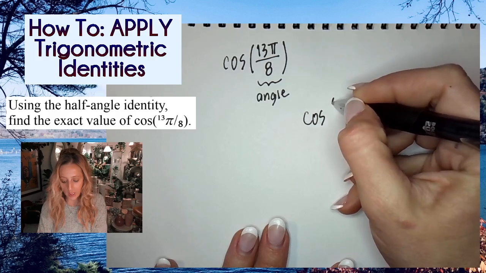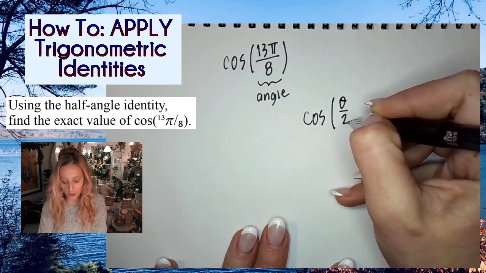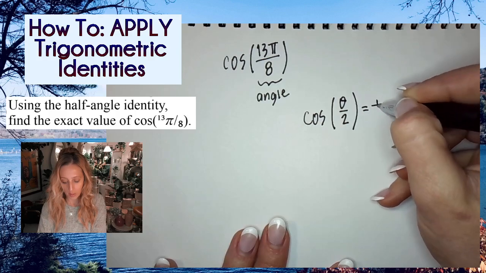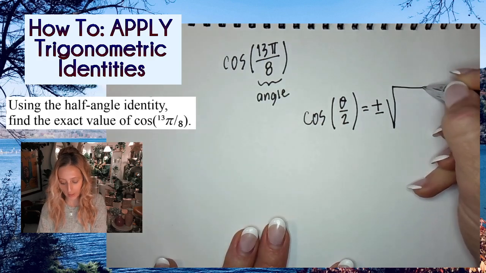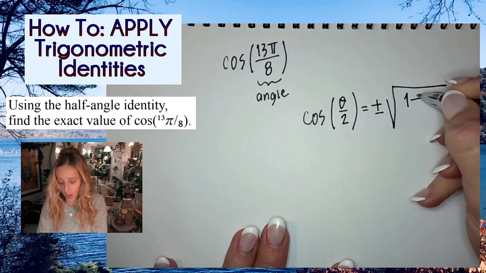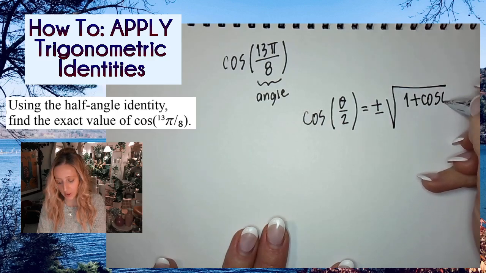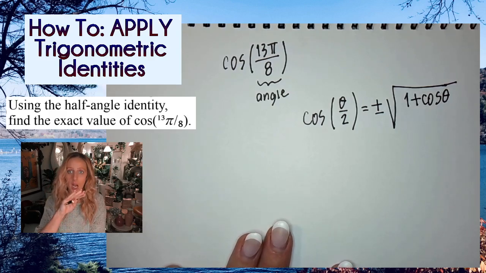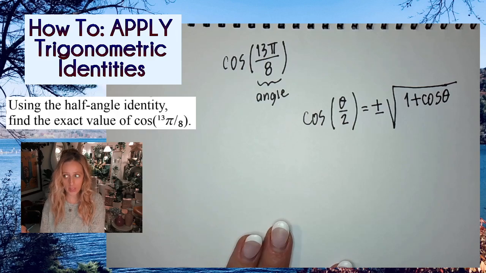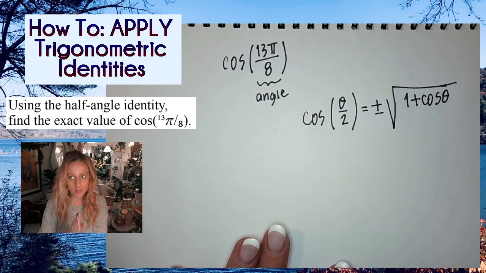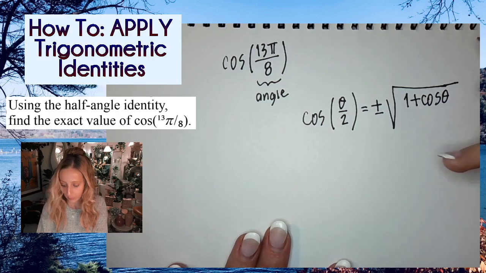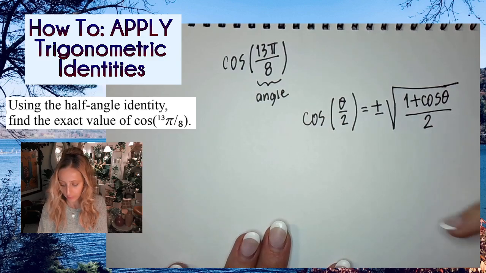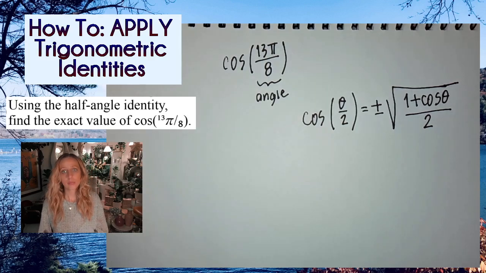The identity would be cosine of theta over 2 equals plus or minus, positive or negative, square root of 1 plus cosine theta over 2. And I do suggest you write it in this order, 1 plus cosine theta, because the one for sine, I would write 1 minus cosine theta, because order matters when you're subtracting. I know it doesn't matter when you're adding, but this way you're memorizing them the same way, okay?